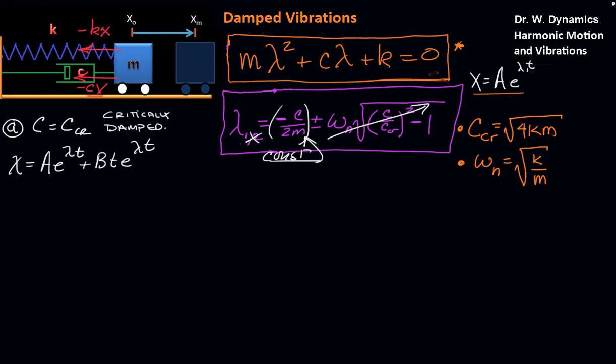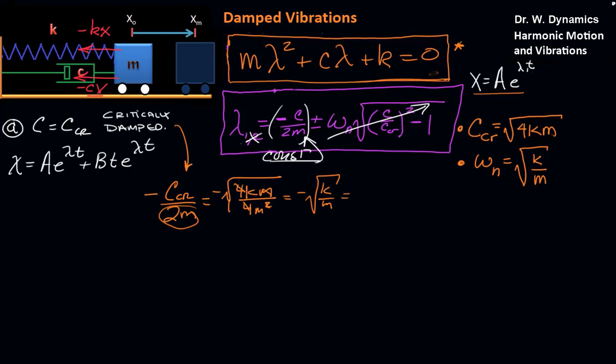In fact, if we check that constant, then we have minus c critical over 2m, because we're plugging in c critical here. The rest of it goes to 0. And c critical will be the negative square root of 4km. And let me bring this inside the radical by squaring it, so we'll get a 4m squared. And we see that the 4's go, one of the m's goes, and this becomes negative square root of k on m, which is negative omega natural. So we find that this becomes omega natural when we have the critical value.